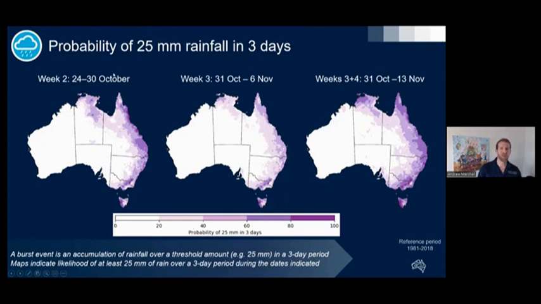So this is a multi-week product. We don't go beyond weeks 3 and 4. Here on the left is week 2, so this is for the 24th to the 30th of October. Week 3 in the middle here, so 31st of October to the 6th of November. And then weeks 3 and 4 combined, so out to the 13th of November from the end of October. I just wanted to show you this because, again, you can see over the Gulf, we have an increased likelihood of burst events in each of these periods. So we're expecting that we may have some of these heavier accumulation rainfall events in these periods, at least out to the middle of November.